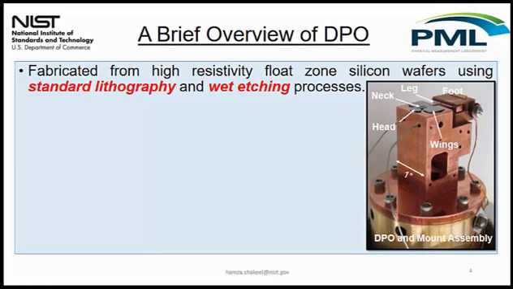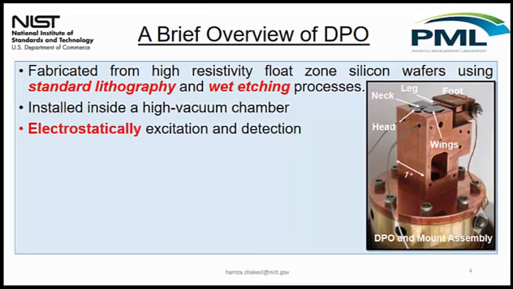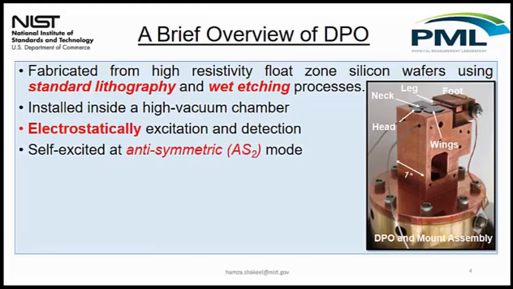This is how our setup looks. This is the main assembly, and this is the oscillator that we install. It has different parts shown in this diagram: wings, leg, neck, and head. It is fabricated using very standard processes that I'm going to explain in the subsequent slide. It is installed in a very high vacuum chamber and then actuated electrostatically. There are 2 electrodes underneath each wing. The mode that we operate this sensor at is called the anti-symmetric 2 mode.